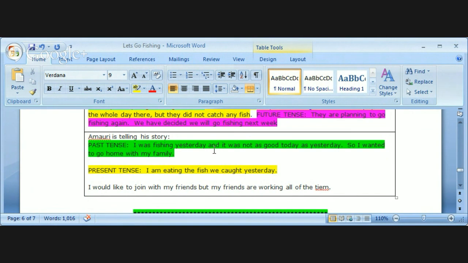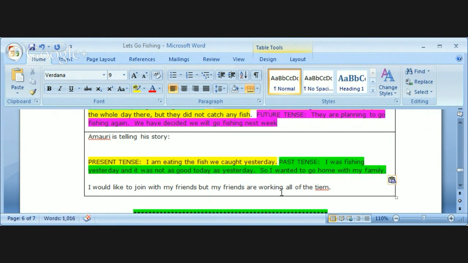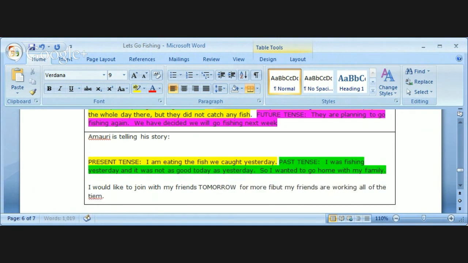I was fishing yesterday, and it was not as good today as yesterday. So I wanted to go home with my family. Okay, so now Control C, so I can put this here, Control V. And then I would like to join with my friends, but my friends are working. I would like to join with my friends tomorrow for more fishing.